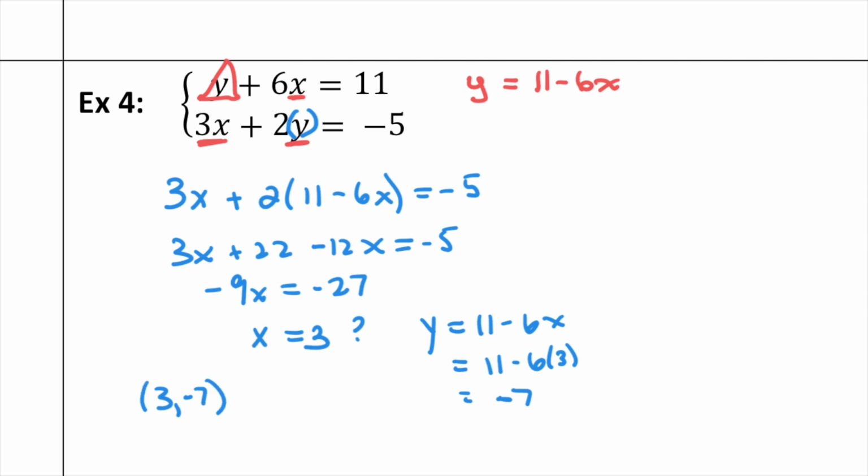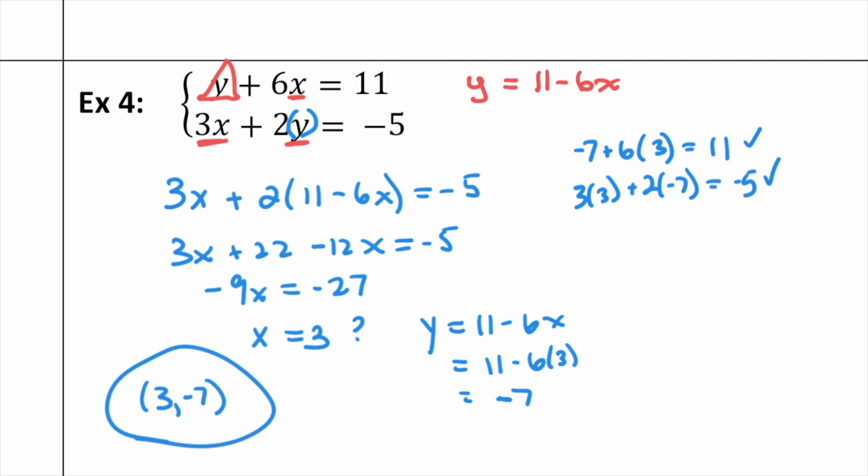We're going to go and check our answers. Is negative 7 plus 6 times 3 equal to 11? That does check. Is 3 times 3 plus 2 times negative 7 equal to negative 5? That one is also correct. So we have an excellent answer, 3, negative 7.